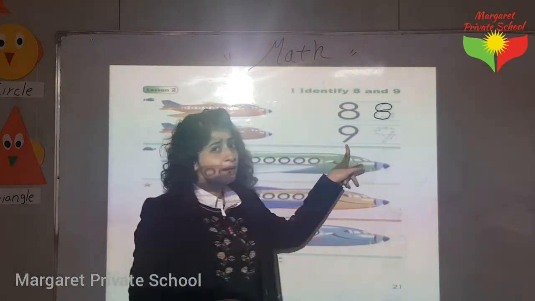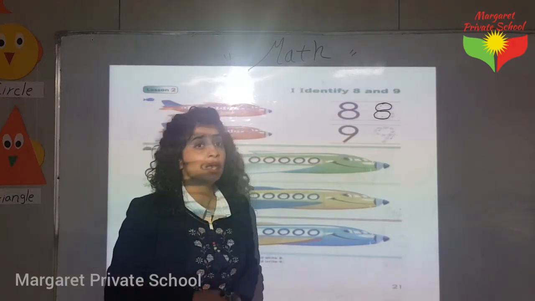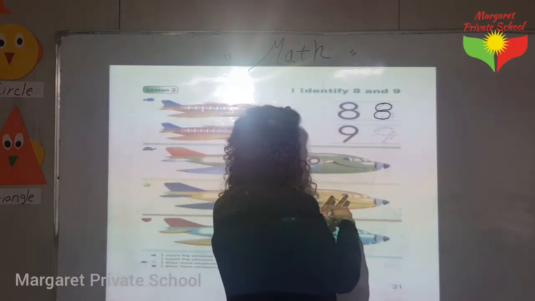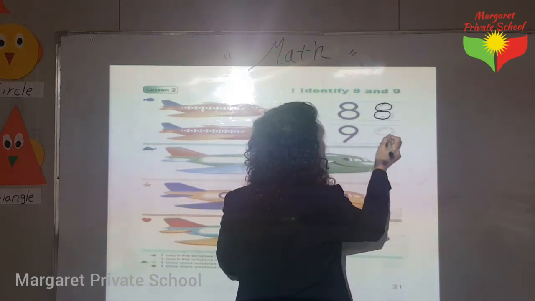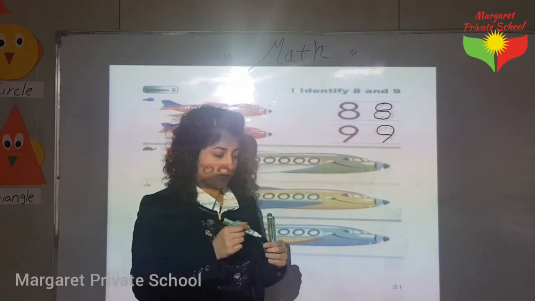So what's this number? This number 8? No, this number 9. And how writing number 9? Writing by this way. Let's start from here and finish it from here. So what's this number? This is number 8.